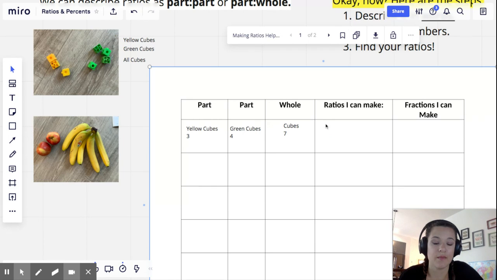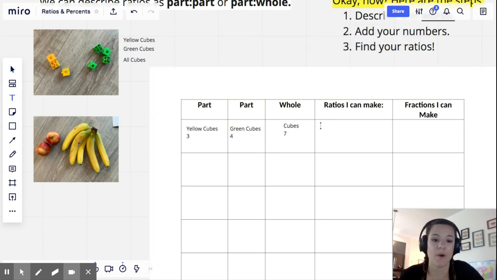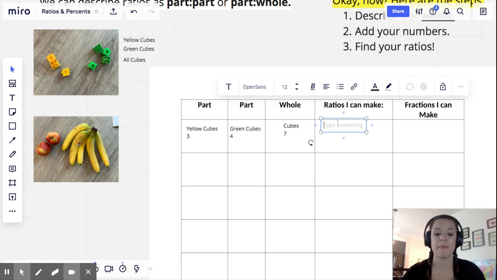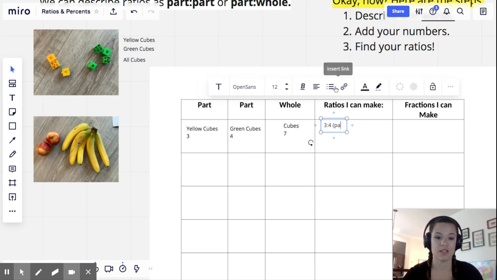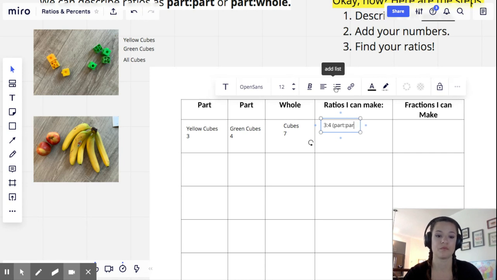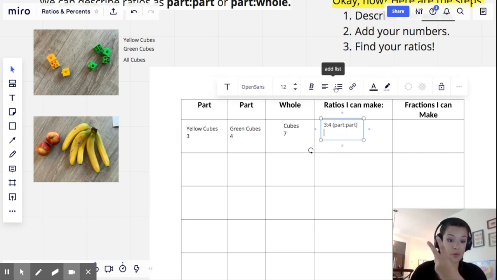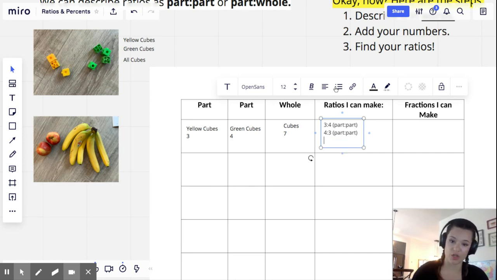So I can make different kinds of ratios. I can make a part-to-part ratio. I could say I have 3 yellow cubes to 4 green cubes. That's a part-to-part. Or I could do it the other way. I could say I have 4 green cubes to every 3 yellow cubes, and that would still be a part-to-part. But I can make part to whole ratios. I could say I have 3 yellow cubes out of my whole set of 7, part to whole.